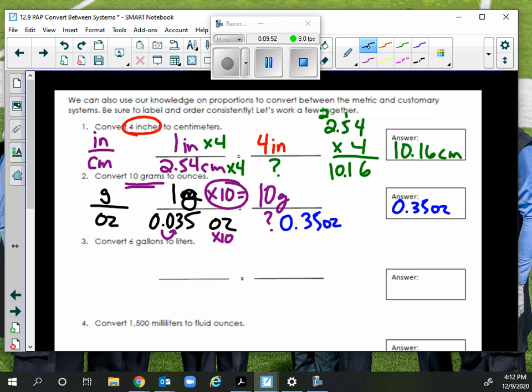is going to be convert 6 gallons to liters. So I've got gallons. It's very important you label with GAL. If you just put G, it stands for grams. We have gallons over liters.